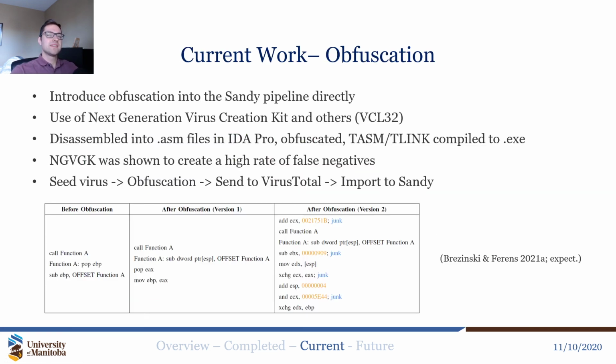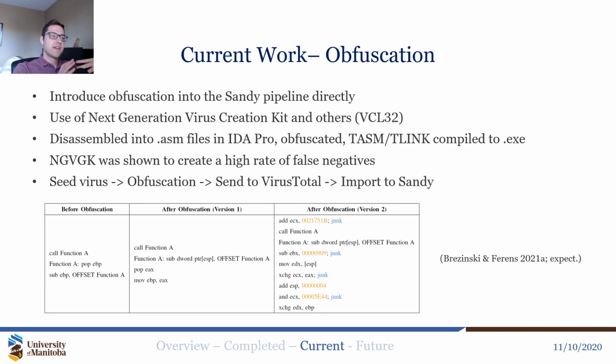So one of our additional works, which is very important to us, is obfuscation, because 80% of all new malware samples that are released every single day tend to be obfuscated in some way. So we want to introduce obfuscation to the Sandy pipeline directly. And two very popular virus generation kits are the NGVCK, or Next Generation Virus Creation Kit, and something called the Virus Creation Lab 32-bit, VCL32. Those are two of the most popular creation kits used in literature to this day.